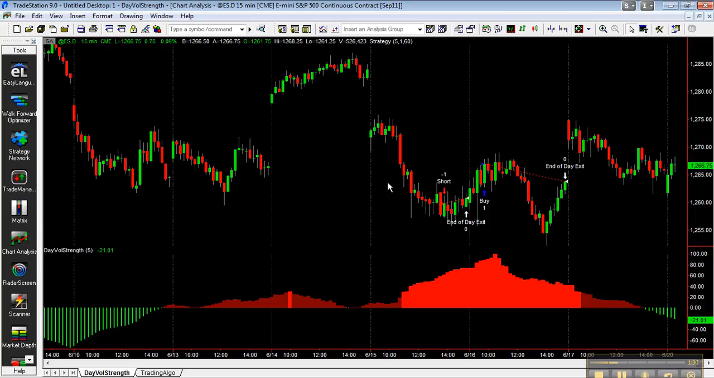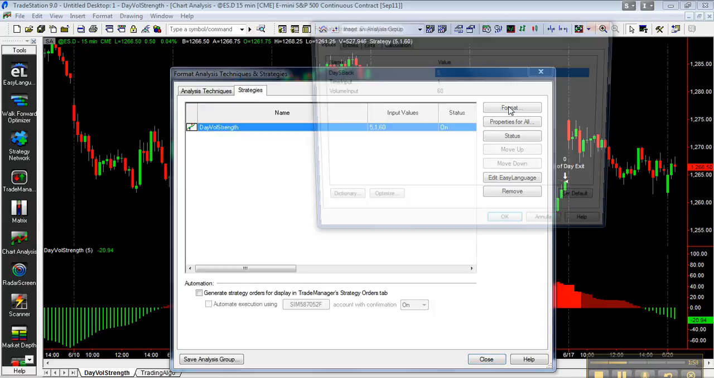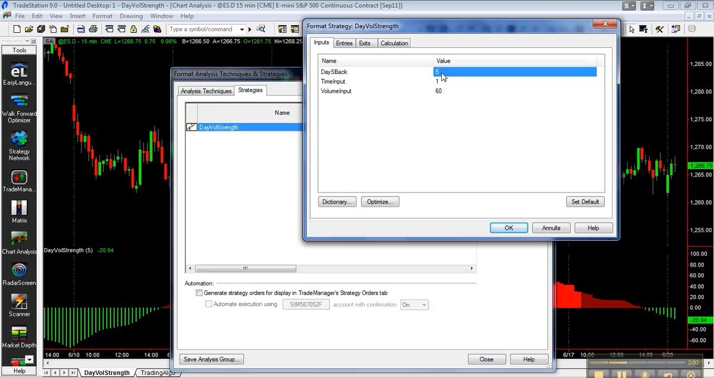Okay, so the logic here is, let's test the strategy and let's enter a trade in the direction of the day only if the day volume strength is above a certain number. Here you find a strategy which is based on the indicator. 5 days back input to calculate volumes.